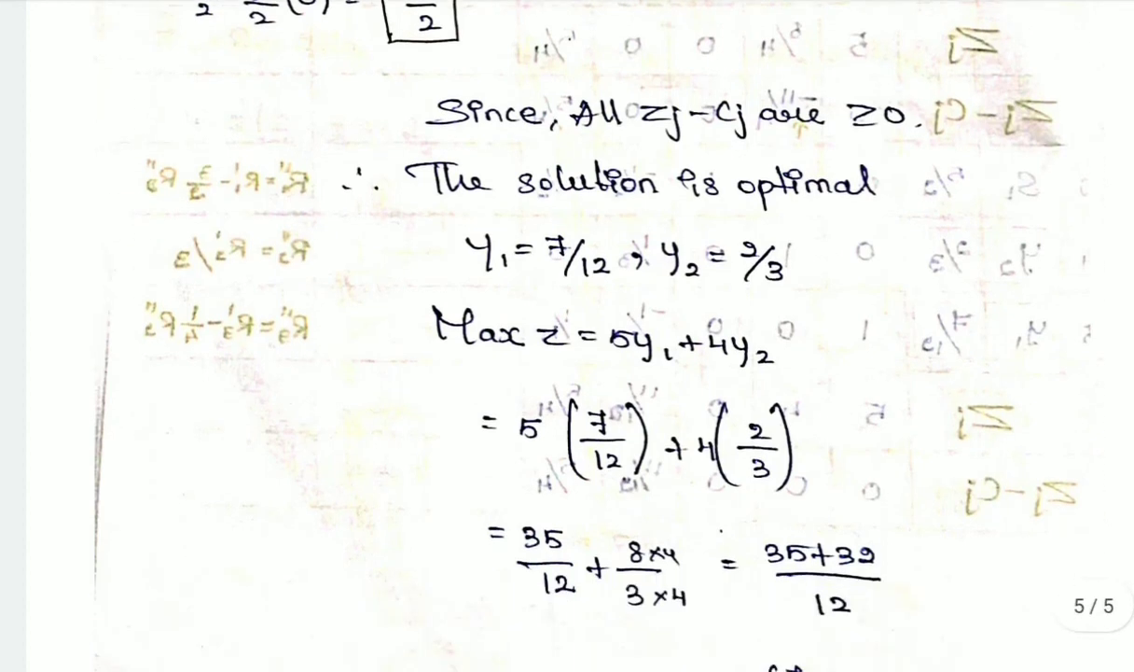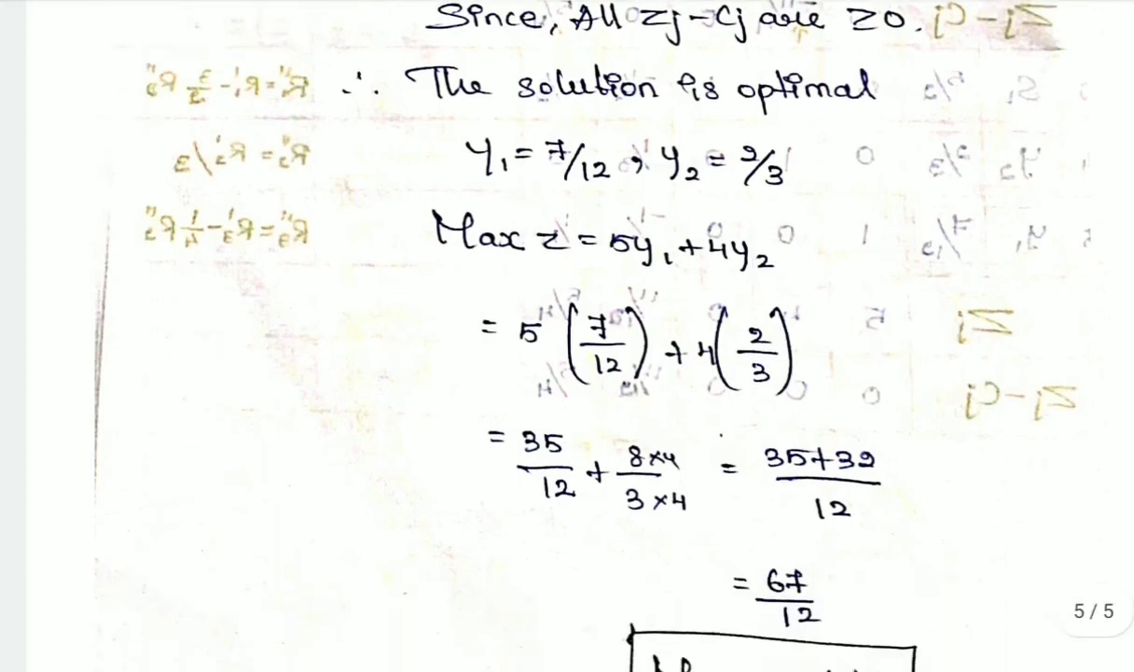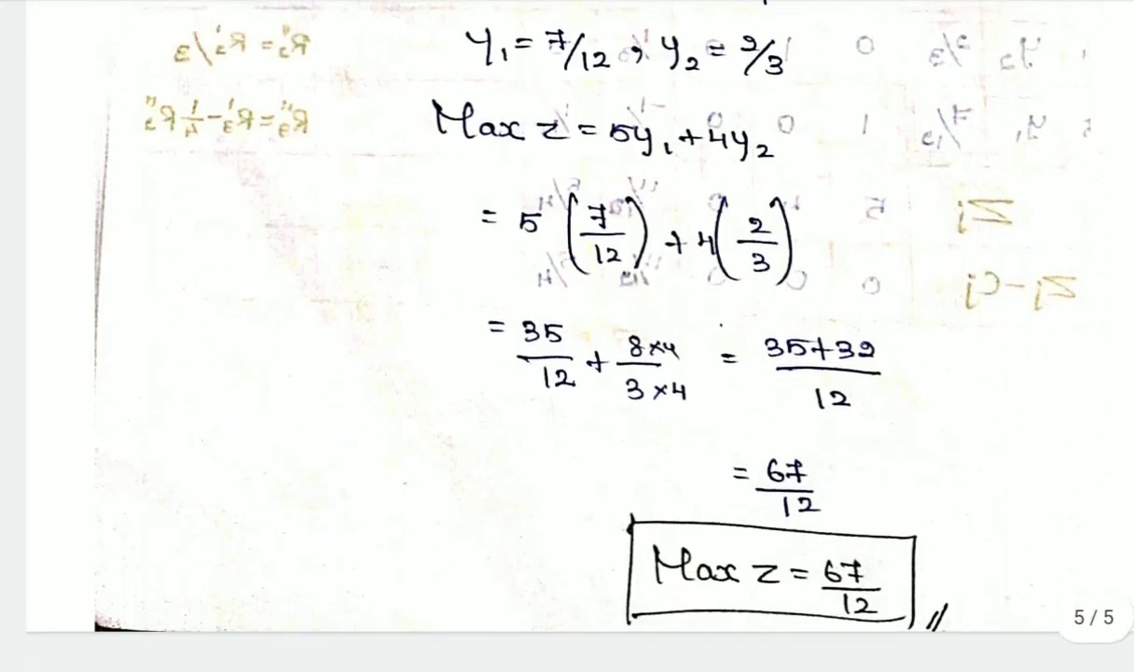So maximization of Z star, otherwise maximization of W, is equal to 5Y1 plus 4Y2. So 5 times 7 by 12 plus 4 times 2 by 3. So we get the final answer as 67 by 12.